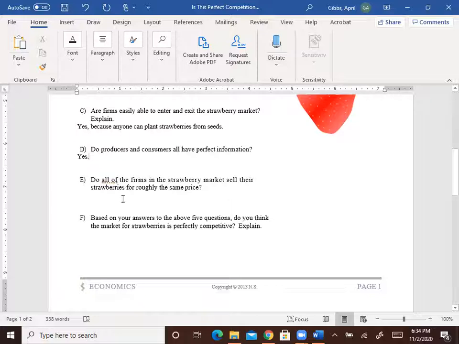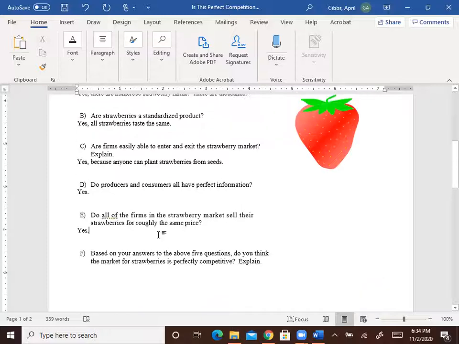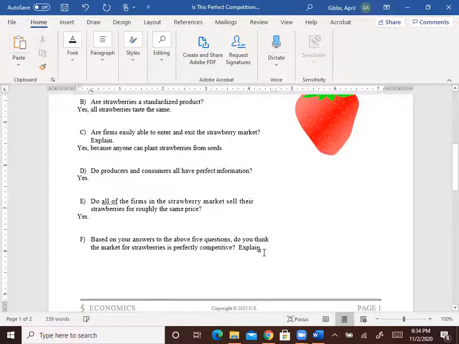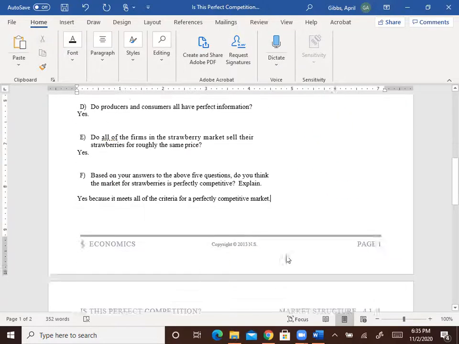Yes. Do all the firms in the strawberry market sell their strawberries for roughly the same price? So at Publix, you pretty much don't know which farm they come from. So they must all sell them for the same price. So yes. So based on your answers to the above 5 questions, do you think the market for strawberries is perfectly competitive? So we answered yes to all of these. So for this one, I'm going to say yes because it meets all of the criteria for a perfectly competitive market. Right? Easy. Let's look at the next one.